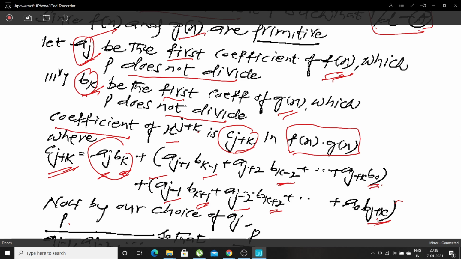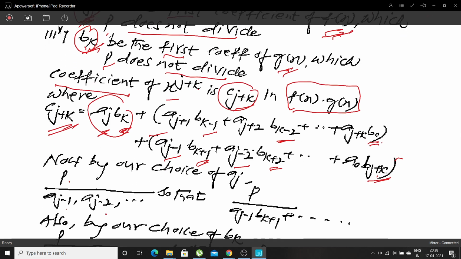For aj is the enemy of p here, and bk is the enemy of p here. I mean, aj is the coefficient of f of x which p does not like. Bk is the coefficient of g of x which p does not like. That means other than these two elements, p will divide that. Here we can see p divides aj minus 1, not aj. P will divide aj minus 2, not aj, and so on.